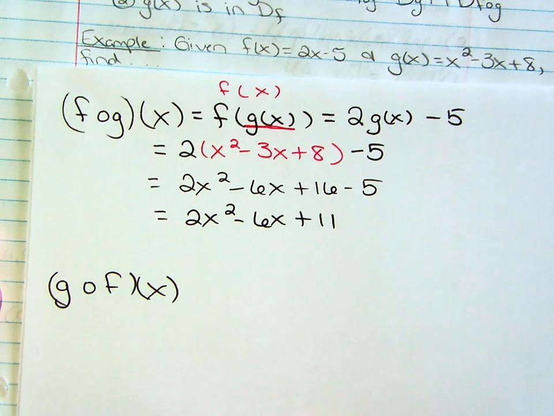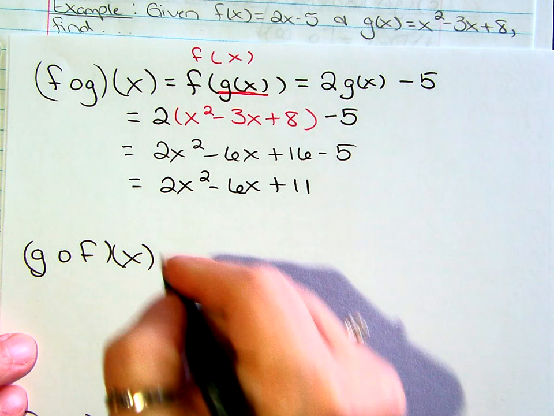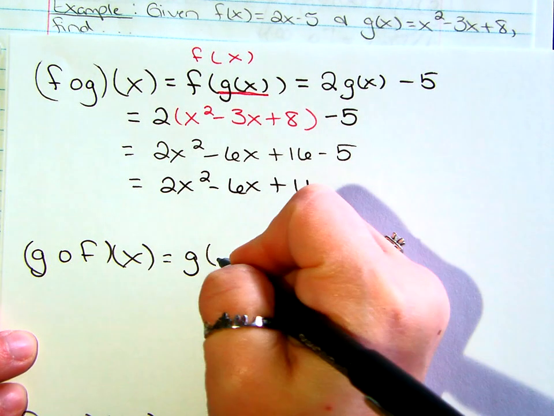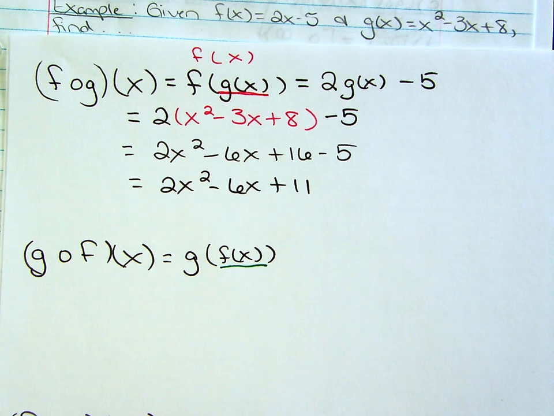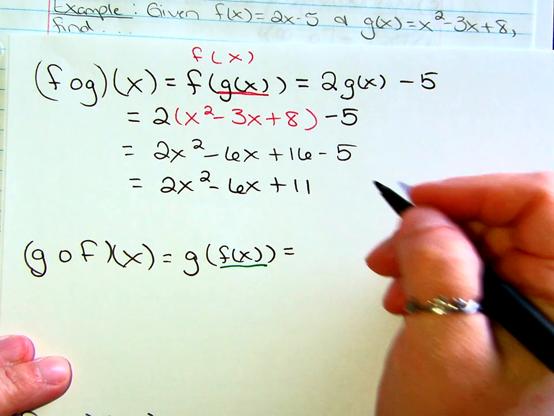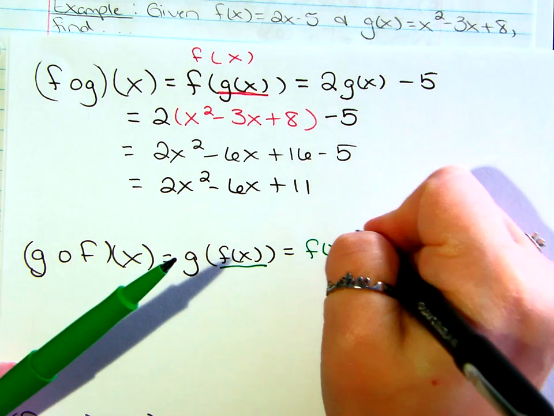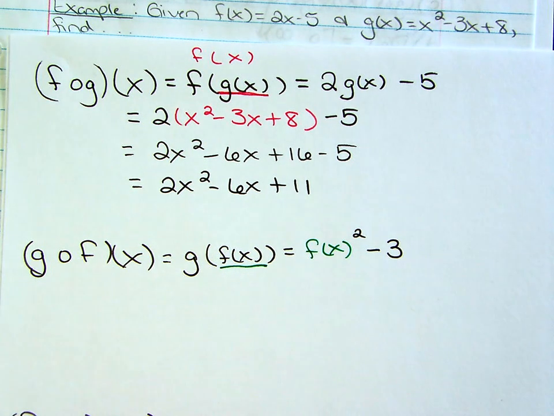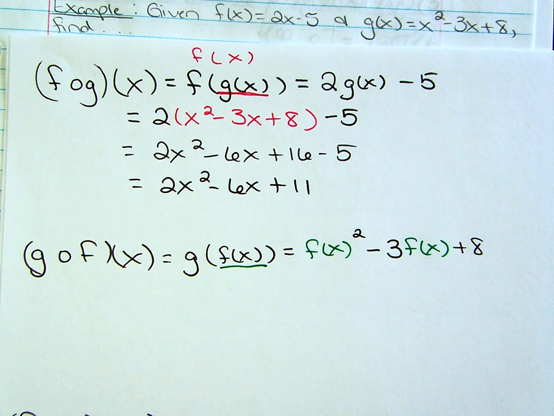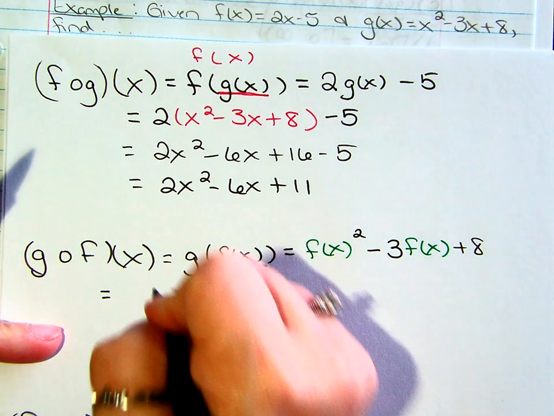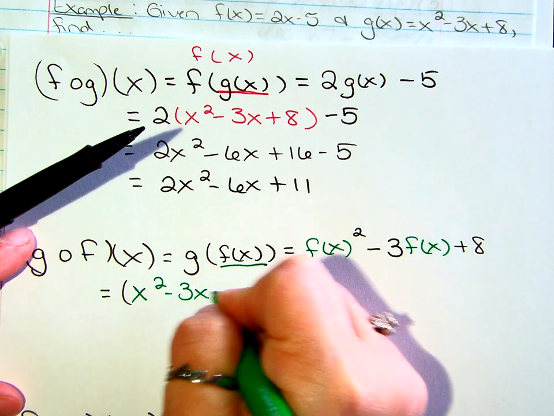The second one we're going to do is g of f of x. So instead of taking the g of x function and plugging it into f, I'm going to take the f of x function and plug it into g. So our g of x function said x squared, but I'm not going to do x squared. I'm going to do f of x squared minus 3 times f of x plus 8. So you're going to get really good with foiling and factoring and all that jazz in this section.